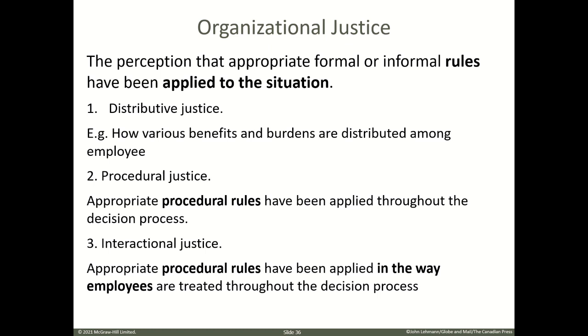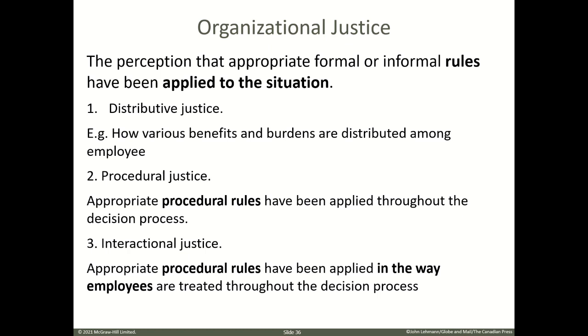Procedural justice: appropriate procedural rules have been applied throughout the decision process. If there is some decision, maybe positive or negative, the appropriate decision should be taken. All these steps which are set in the rules and regulations should be adopted step by step and should be the same for all the people working in the organization.